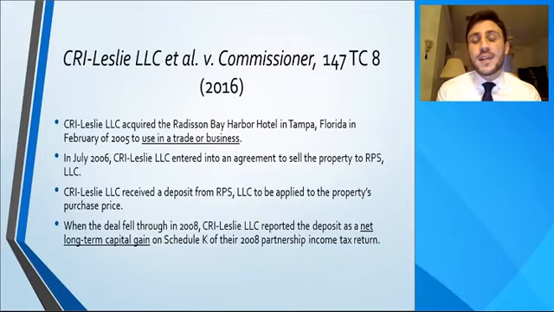In the case of CRI-Leslie LLC, they acquired a hotel to use in their trade or business. They were specifically in the business of operating hotels. And this is very important because this is a characteristic of Section 1231 property. About a year and a half later, they entered into an agreement to sell this property. They received a deposit. And a couple of years later, when the deal fell through, they reported the deposit as a net long-term capital gain. So the issue in this case was whether or not they were entitled to capital gains treatment or if they should have reported the deposit as ordinary income.